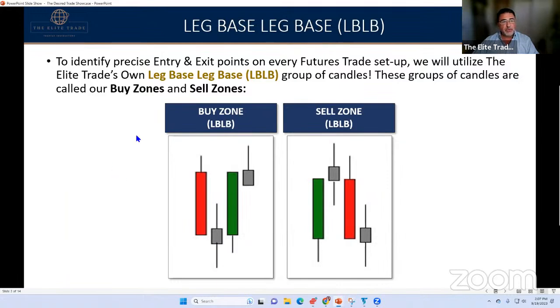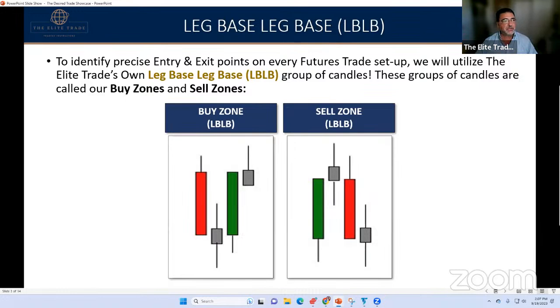To identify the precise entry and exit points for every futures trade or stock or any chart, we will utilize the Elite Trade's own leg-based group of candles. These group of candles are where we isolate our buy and sell zones, okay? Now, this is a very specific group of candles, and colors matter. We're going to get right into the details of what that looks like.